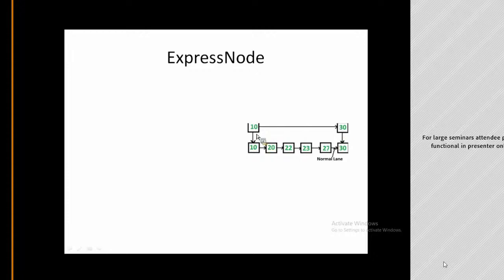Now there are two things which are required, right? One, you have to have a link to the normal lane, and one, you have to have a link to the next node in the express lane. So Akshita, your forward is going in the express lane, or has it stepped down to the normal lane?